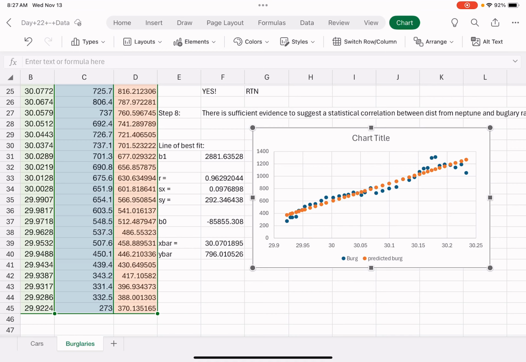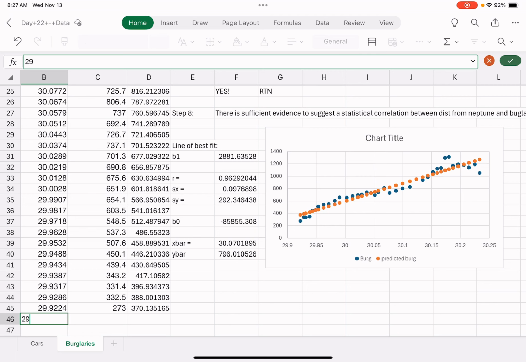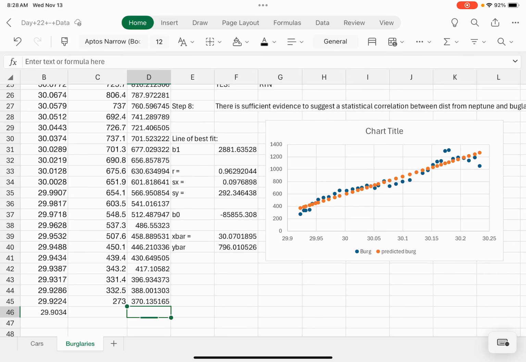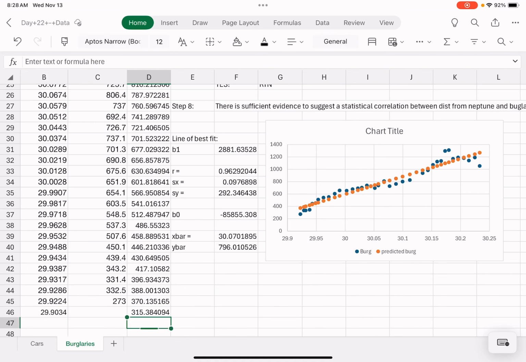Now, what was asked of us? We were to find what burglary rate I would expect when Neptune is 29.9034 astronomical units away. 29.9034, I think it was. All right, and then copy, Command C, copy this formula, Command V. There it is. Let me look. Yep, referencing the right stuff. And so my value there.